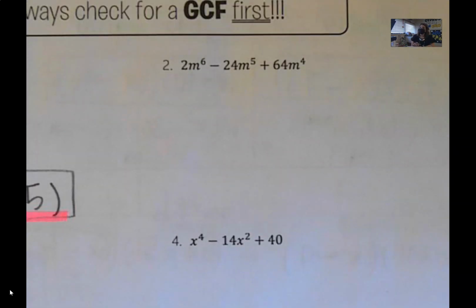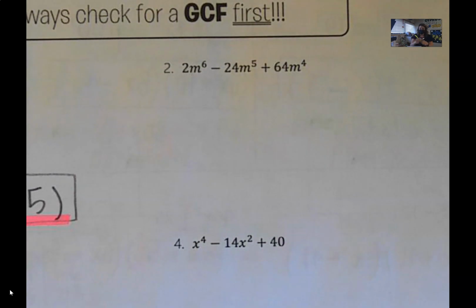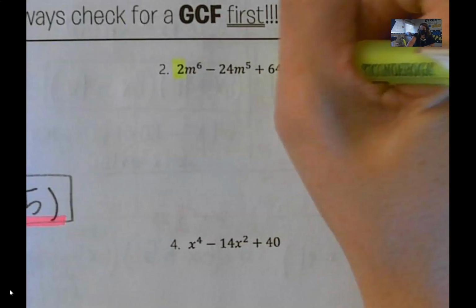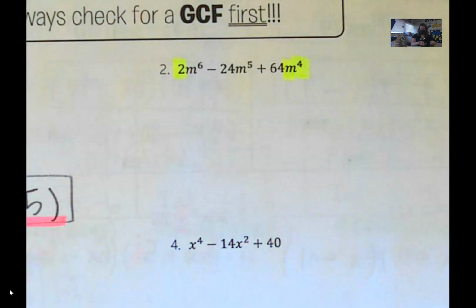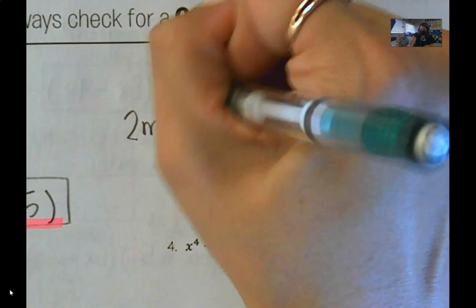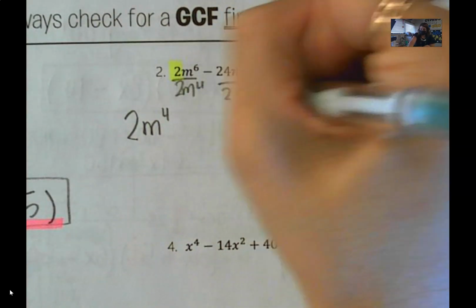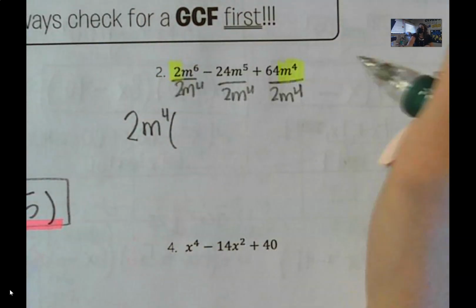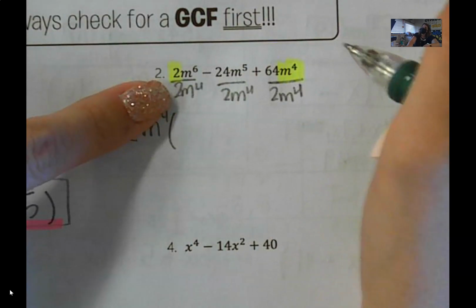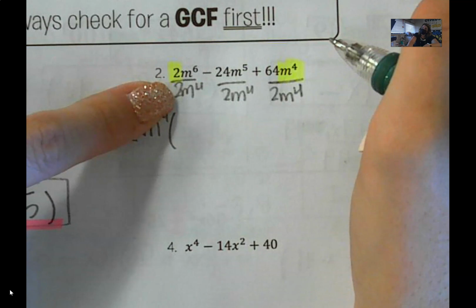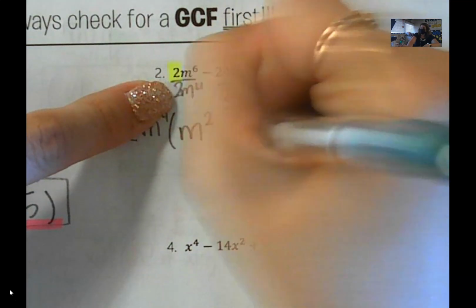It is the same exact process. So there is a number on the front and there are letters on the end. So I am going to factor out a 2m to the 4th. So I'll write down all of my dividing to help you guys. 2 divided by 2 goes away because that's what we wanted. M to the 6 taking away m to the fourth gives you m squared.